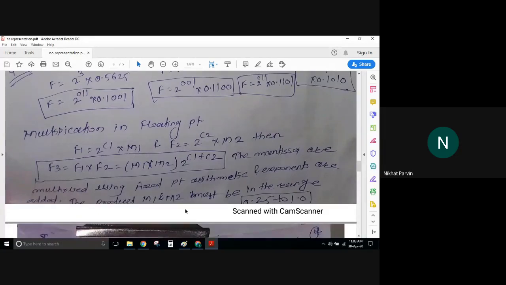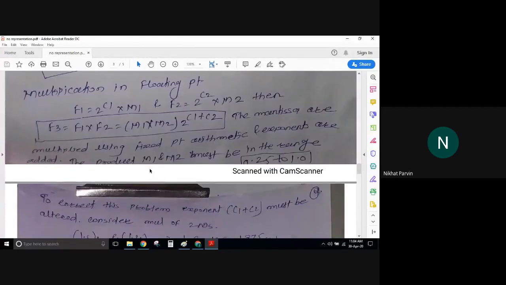And earlier the mantissa range was how much? 0.5 to 1. But now, as you are multiplying m1 and m2, the range is 0.25 to 1. Earlier it was 0.5 to 1, no? Now it is 0.25 to 1. You have to make a note of that. So in the multiplication, it should be the product of the two mantissas and the addition of the two exponents, wherein the mantissa range is from 0.25 to 1.